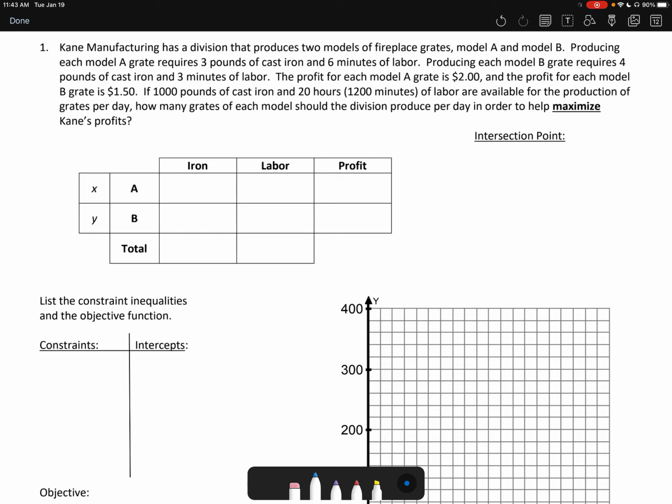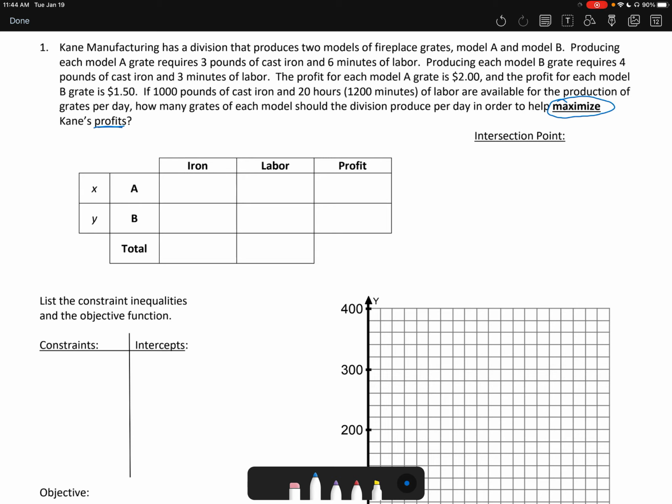If 1,000 pounds of cast iron and 20 hours, or 1,200 minutes, of labor are available for the production of grates per day, how many grates of each model should they produce per day in order to maximize the profits? So that's how we know this is a linear programming problem. We are specifically trying to maximize profit in this case, and we are constrained by the amount of cast iron and the amount of labor hours or minutes that we have during the day.